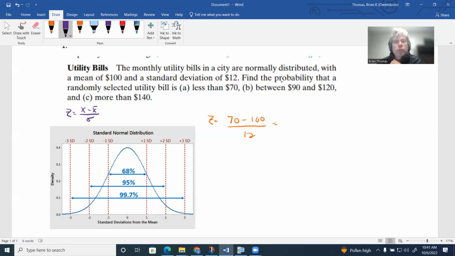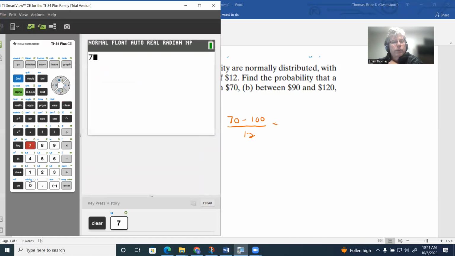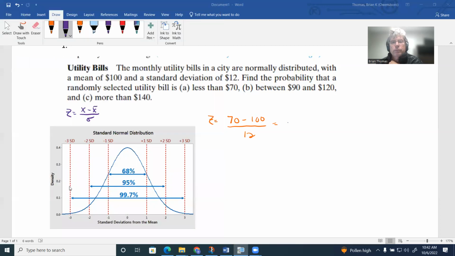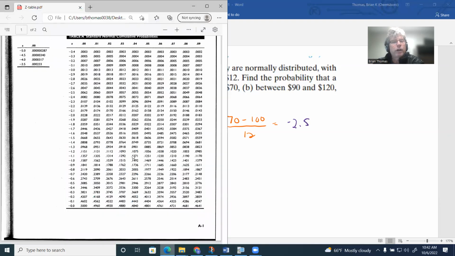So for the first one, we have 70 as our data spot, $70. If we subtract 100, that's our mean, and divide that by 12, this will give us our z-score. So 70 minus 100, divided by 12, we get a z-score of negative 2.5. If I then go to my table, negative 2.5, that's going to be 0.0062.